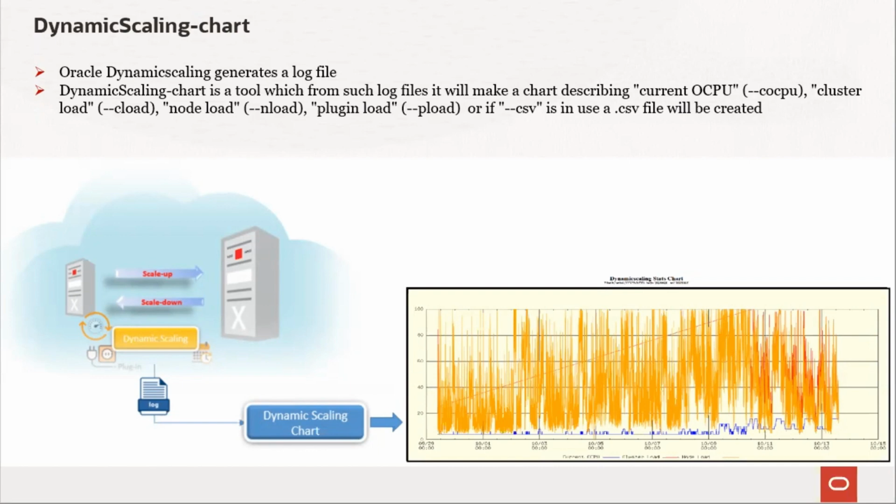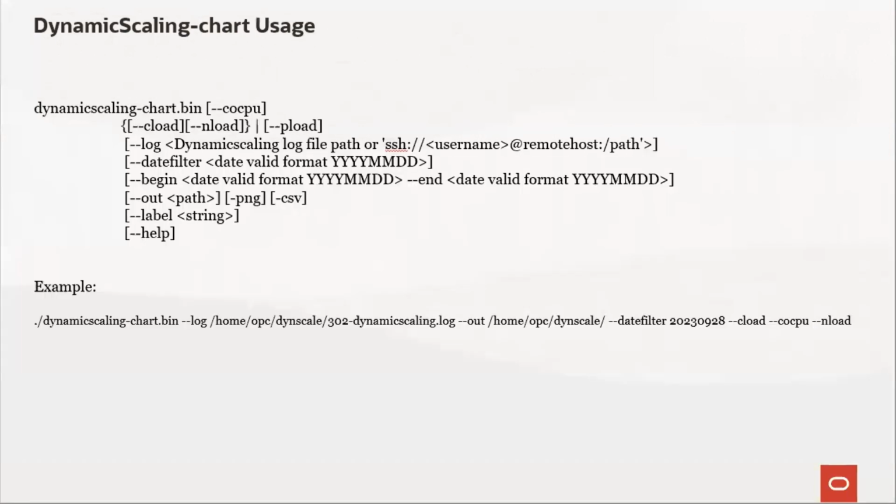So DynamicScaling-Chart is a tool which, from such log files, will make a chart describing the current OCPU, cluster load, node load, plugin load, or if CSV is in use, a .csv file will be generated.